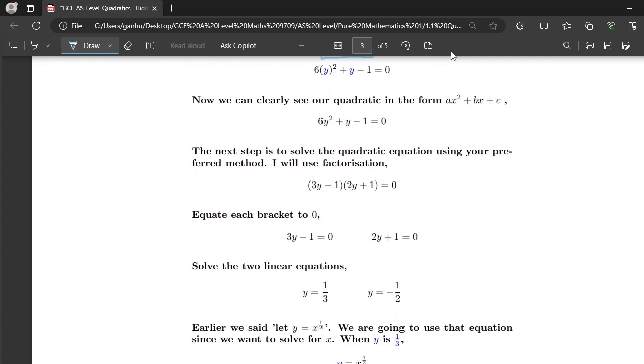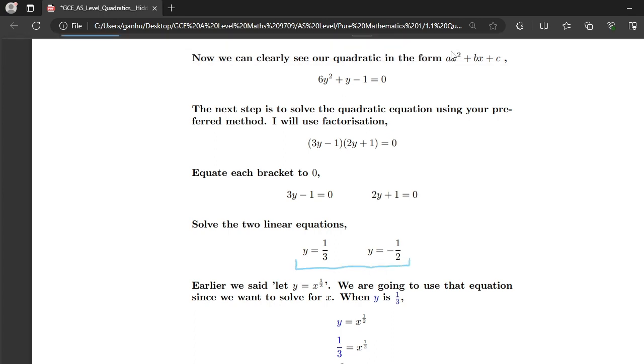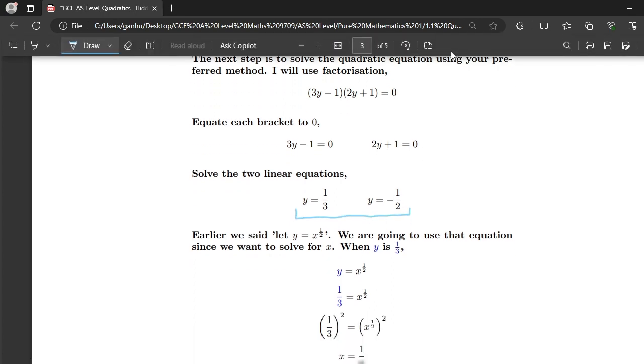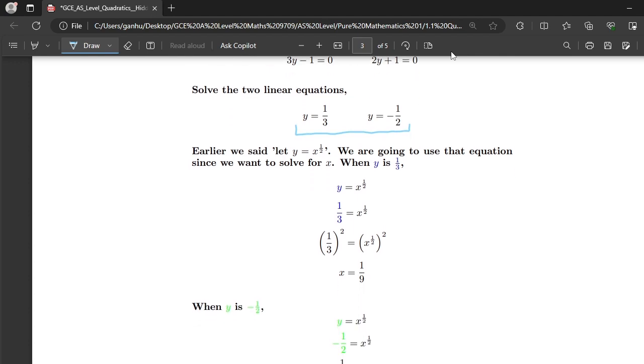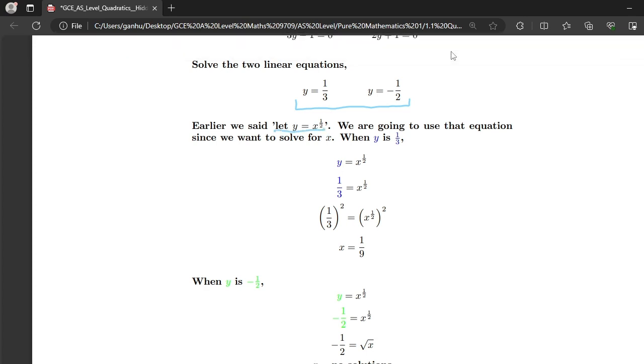So in this case, after factorizing, the roots are y equals 1 over 3 and y equals negative 1 over 2. And again, we want our answer in terms of x. So we'll go back to the statement that we created earlier: let y equal x to the power half. Since we have the y values, we can now get the x values using this statement.